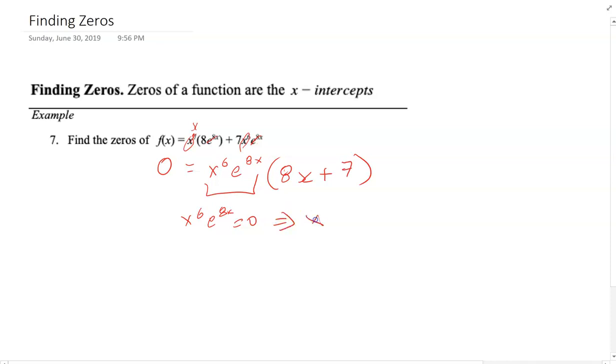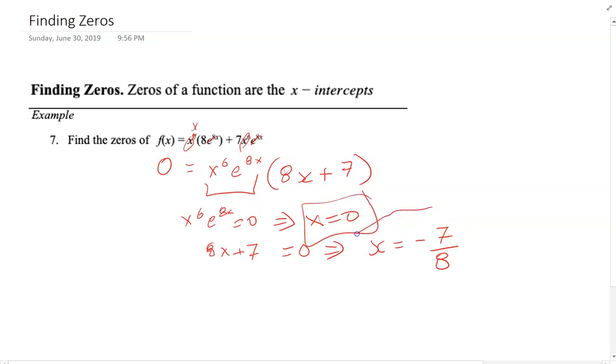If this part equals 0, then that means x equals 0, right? And the other solution is 8x plus 7 equals 0. So that means x would be equal to -7/8. So those are your solutions, right? Your solutions are x equals -7/8 and x equals 0. So that's it for finding zeros.